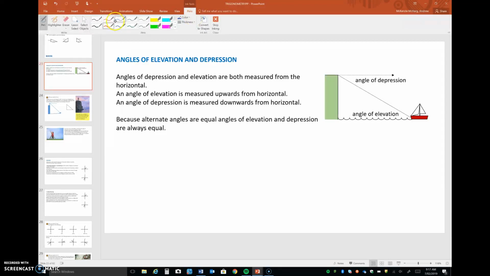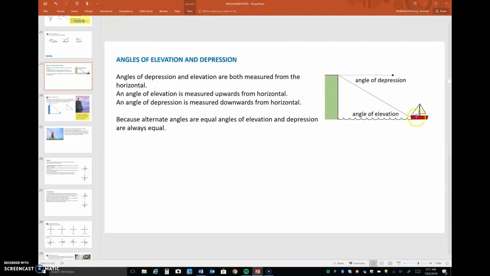Well, an angle of elevation, like if you're in a boat at sea looking up at the top of a cliff, you look through an angle of elevation. If you happen to be at the top of the cliff looking back down at the boat, you look down through this angle of depression. Now, the important thing is that they're both measured from the horizontal.